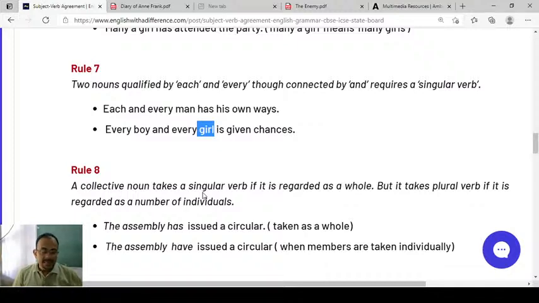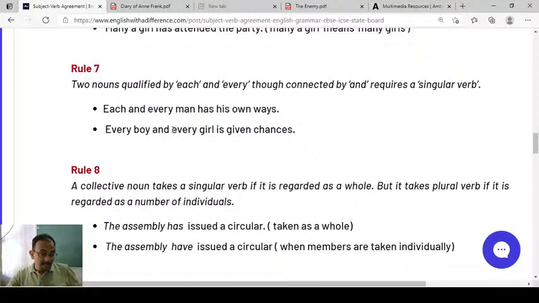Always remember, if I say boys and girls are given chances, it is correct because boys and girls are not preceded by every or each. But in this sentence, boy and girl are being preceded by every, right? Therefore the verb will agree with every, not with the noun or the subject. Understood? That is why every boy and every girl is given chances.